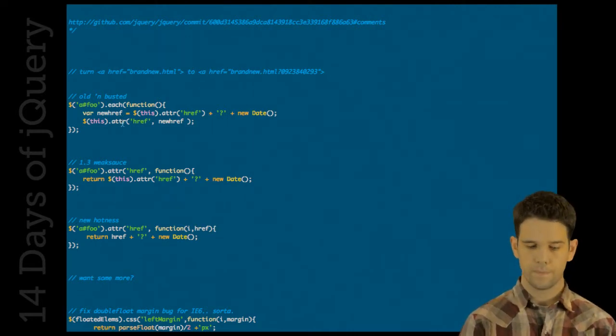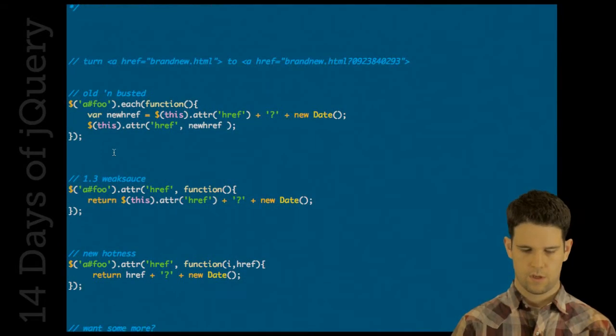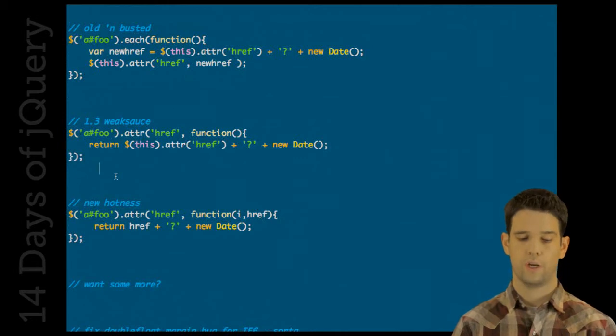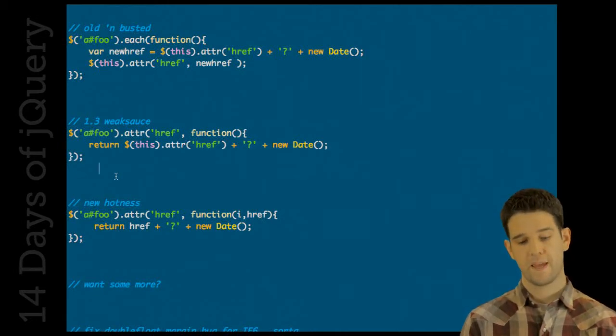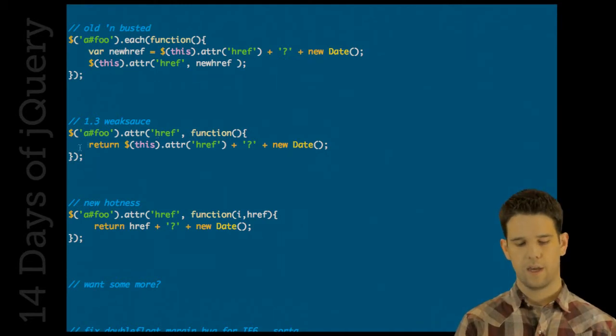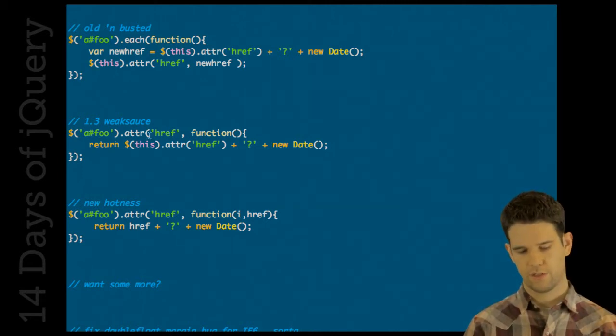In 1.3, let me make this a little bit bigger, there was now the ability to pass a function into attr. So now we can actually just do this all in one single line. The return value of the function is set to that attribute. So href is going to be set to this return value.